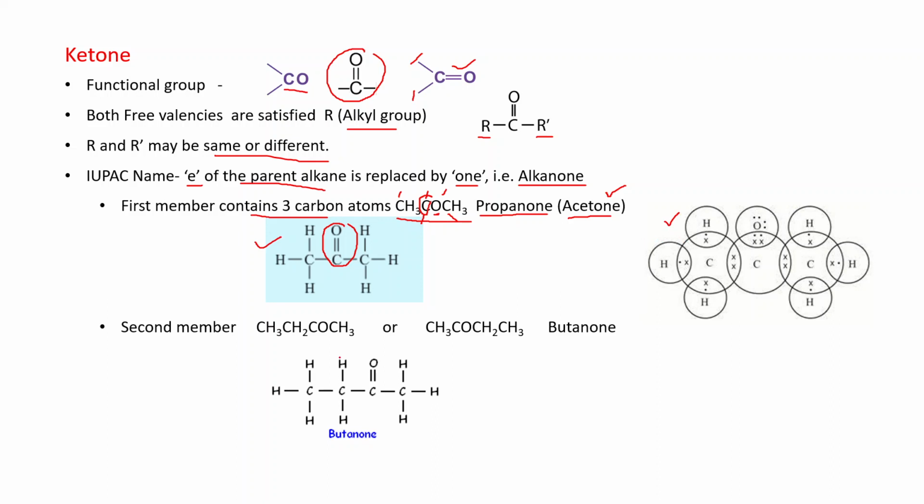Now, the next member. The free valencies of this carbon are satisfied by alkyl groups. If on both sides the simplest alkyl group, methyl, is added, we will get propanone. But if on one side we add the next alkyl group, that is ethyl, then we will get its second member. This ethyl may be added to the left hand side or to the right hand side. Both represent the same compound and its name is butanone. And this is its structure: CH3CH2COCH3.